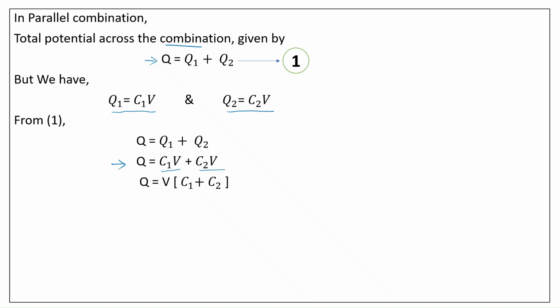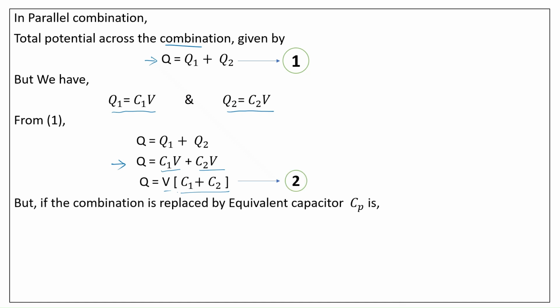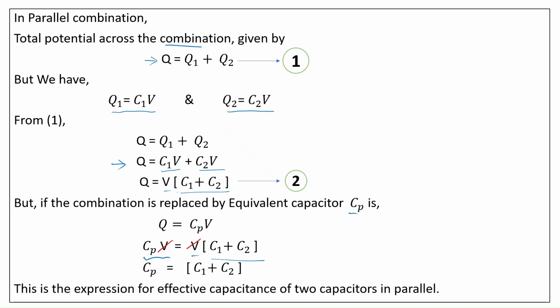Then Q is equal to V into (C1 plus C2). Mark as equation 2. But if the combination is replaced by an equivalent capacitor Cp, Q is equal to Cp V. On substituting in equation 2, we get Cp V is equal to V into (C1 plus C2). Cancel V on both sides. Cp is equal to C1 plus C2. This is the expression for effective capacitance of two capacitors in parallel.